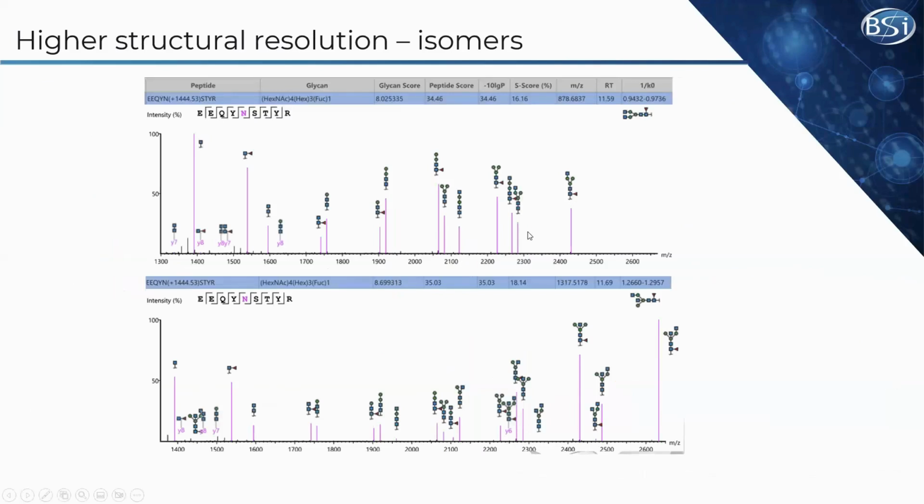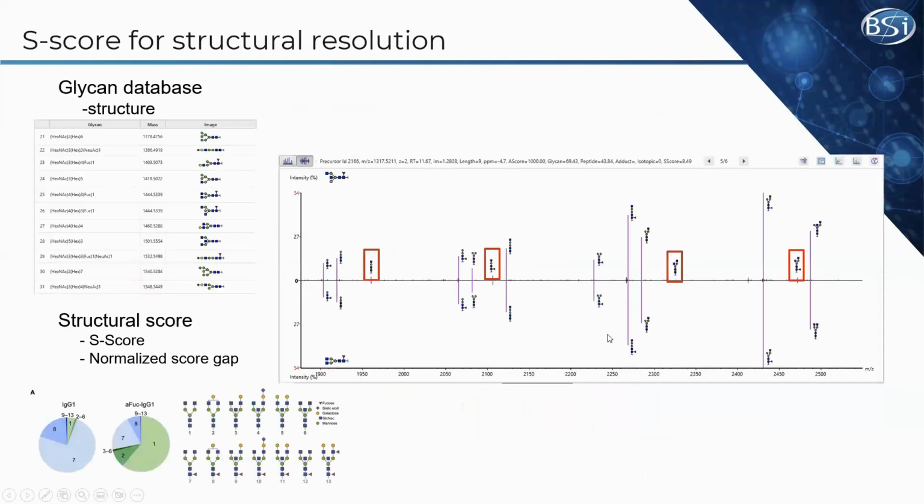And so we also provide structural resolution within GlycanFinder. Here are two glycans that are isomers of one another. They have the same glycan composition, just slightly different structures. So again, here's the mirror plot of the same spectrum. Above is the top scoring isomer that matches, and highlighted here are the glycan fragment ions that can only be matched to the isomer shown at the top of the spectrum.